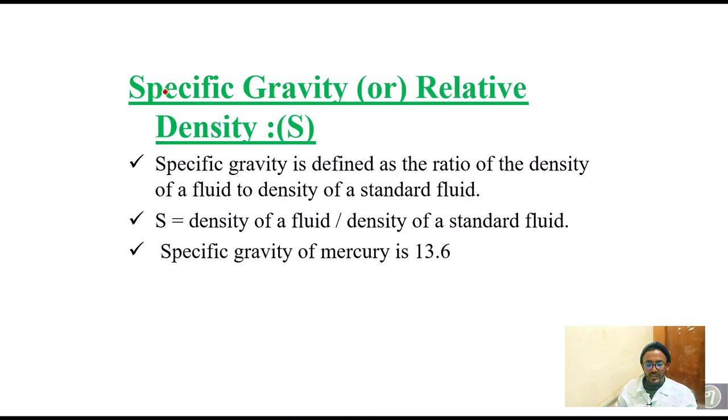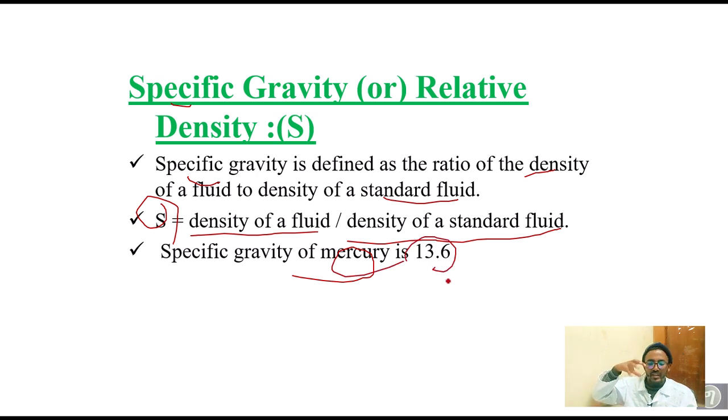And we have specific gravity, or relative density. The specific gravity is defined as the ratio of density of a fluid to density of a standard fluid. So specific gravity, or relative density, is equal to density of a fluid over density of a standard fluid. Most of the time, as an example, you can take the specific gravity of mercury as 13.6. We get it by dividing the density of the fluid over the density of the standard fluid.